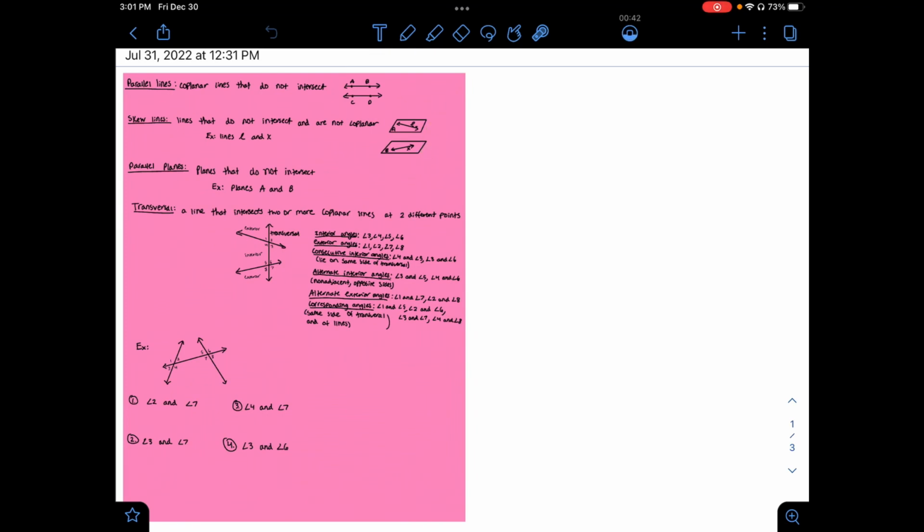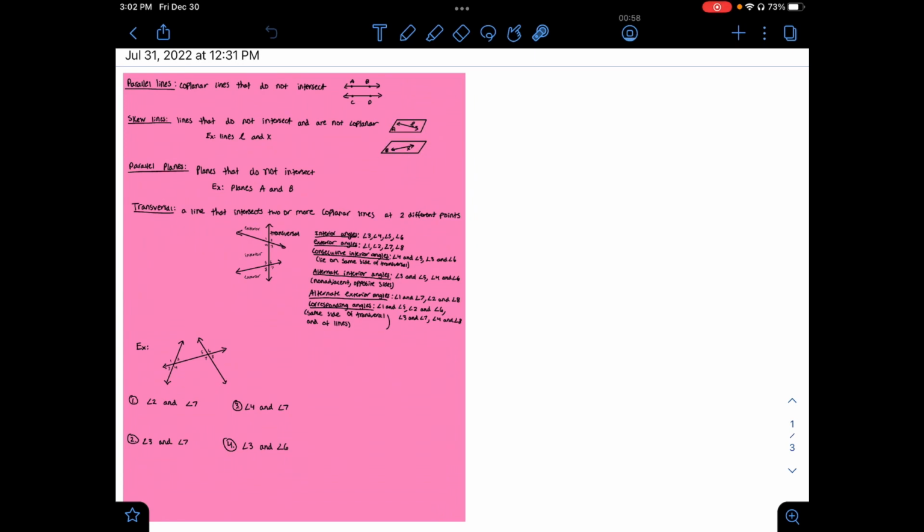And then parallel planes are similar to parallel lines, except instead of them being lines, they're planes that don't intersect. So this plane A right here and plane B right here, those are parallel planes because they will never intersect.